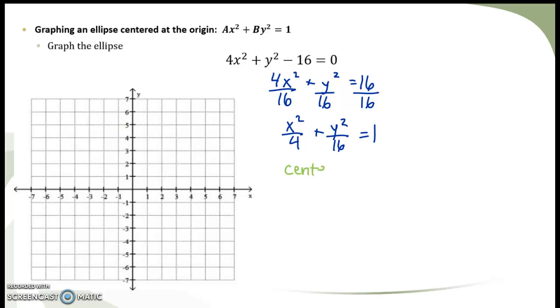And here I have an equation of an ellipse that is centered at 0, 0, because I have nothing added to the x and y. You see? Nothing added to the x and y squareds.